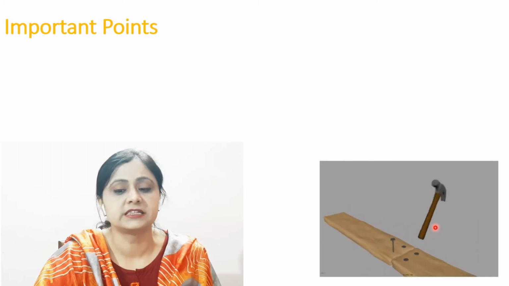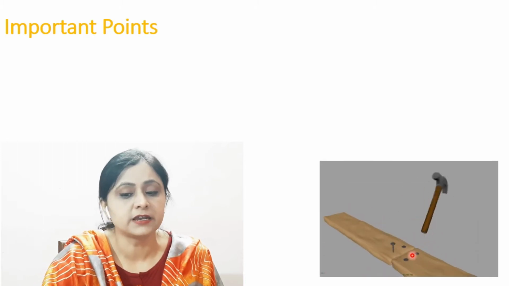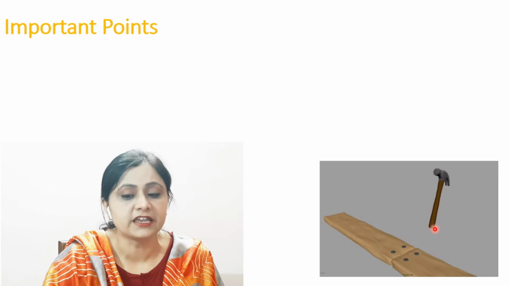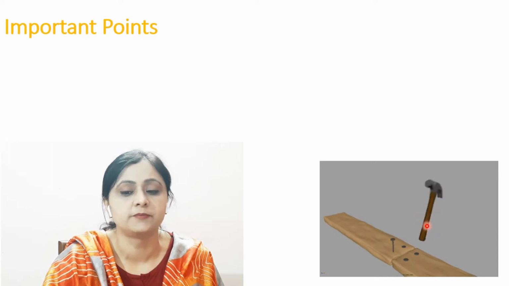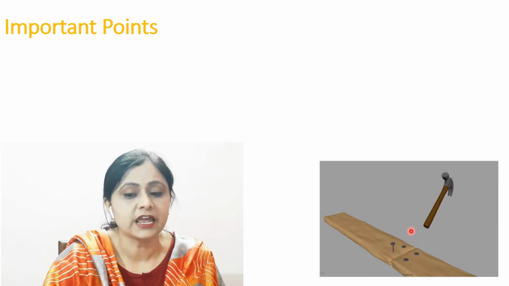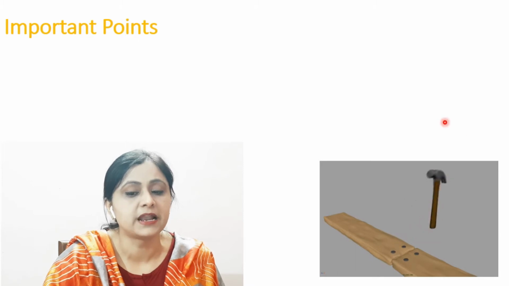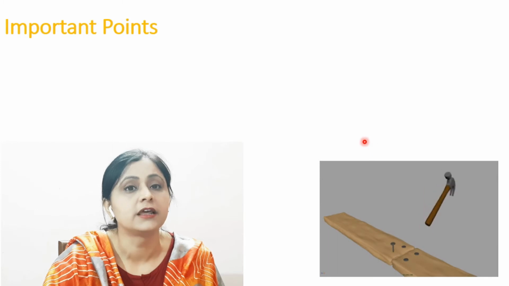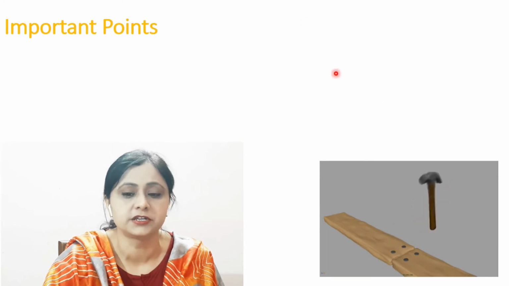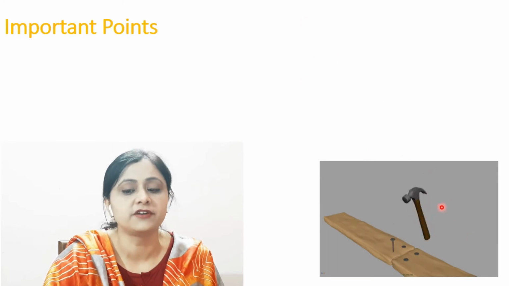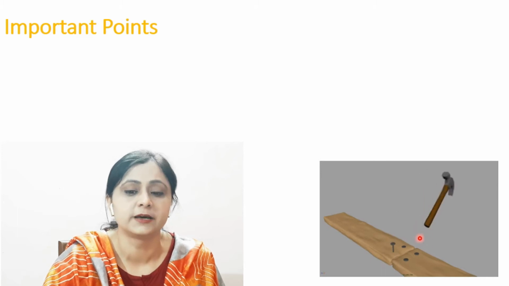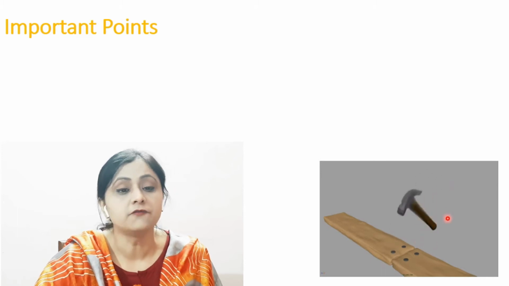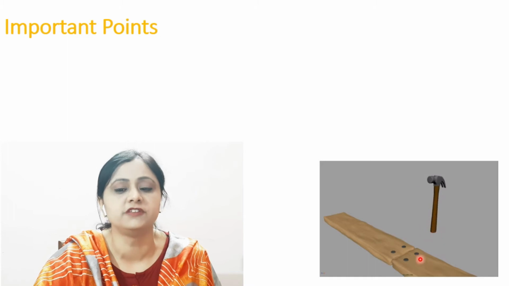Now we will take some important points of Newton's third law of motion. Now you can check this figure. In this figure, a nail is driven in wood with the help of a hammer. So what is the hammer doing? The hammer is applying force on the nail. So the nail will also apply force on the hammer, because you have studied Newton's third law of motion. To every action there is an equal and opposite reaction.